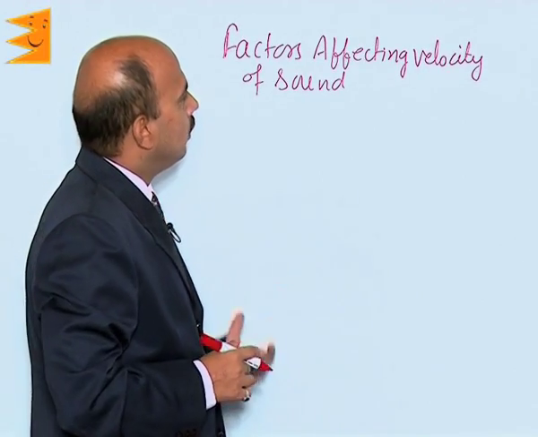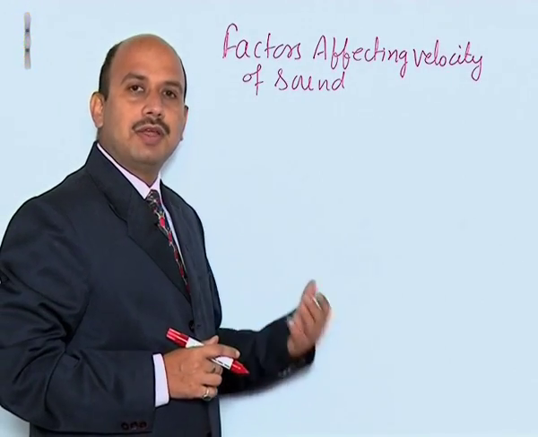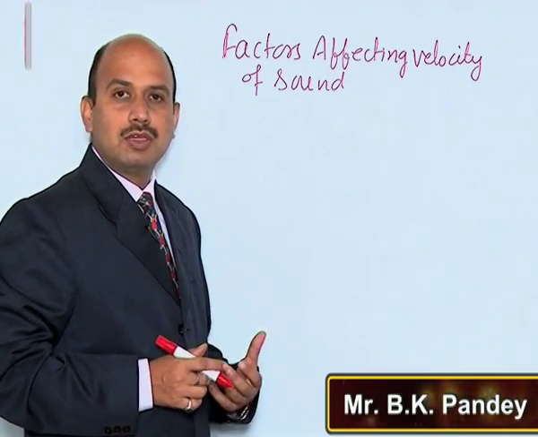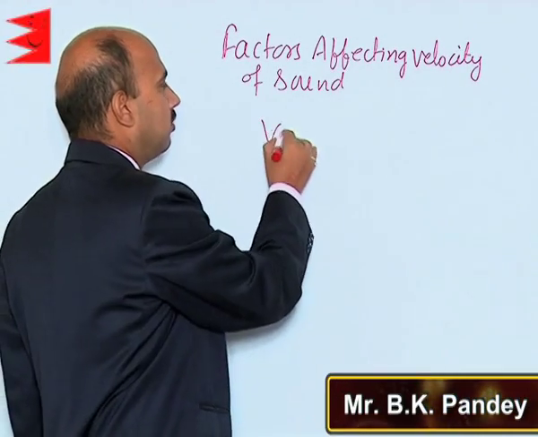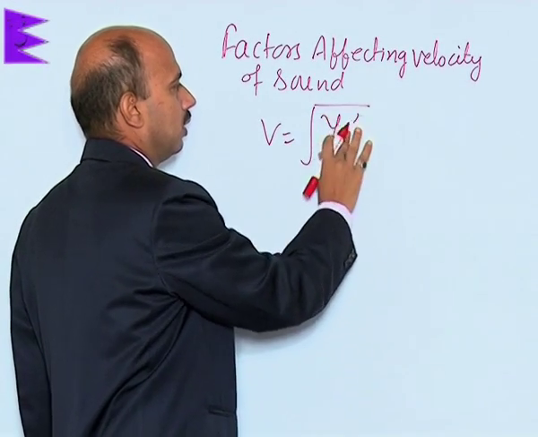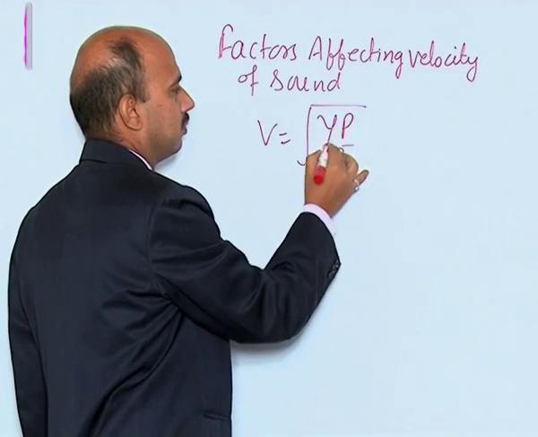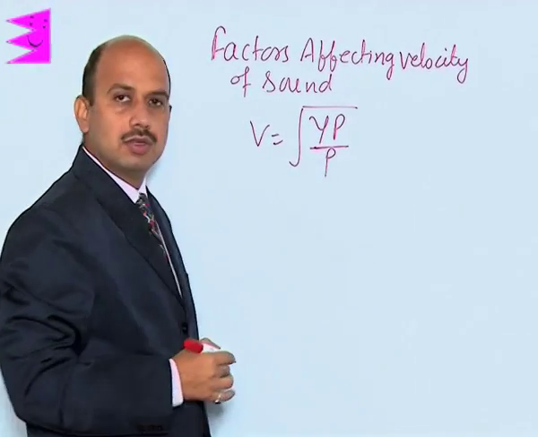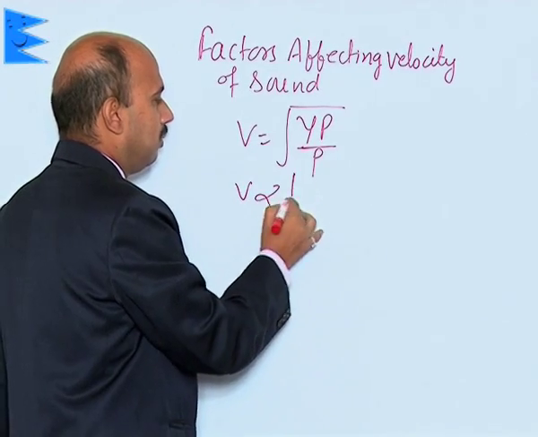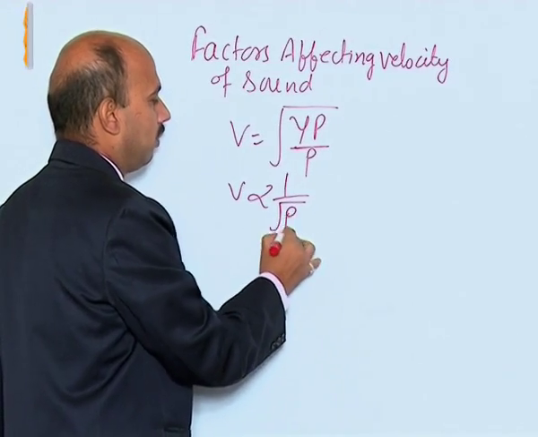So, now see, velocity of sound in gases is affected by different factors. We have seen the formula for the velocity of sound in gases, that is V is equal to under root of gamma p upon rho. Here p is pressure and rho is density. Now, we know here velocity is inversely proportional to under root of density.